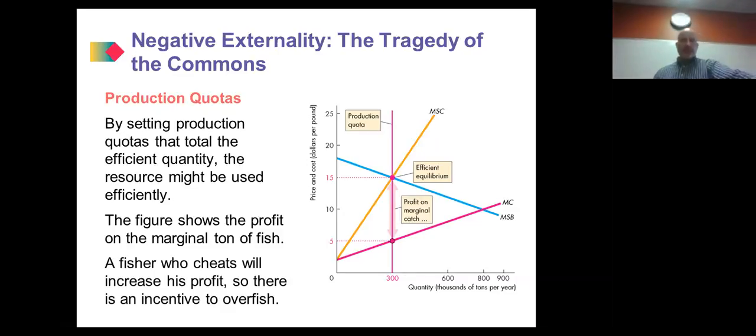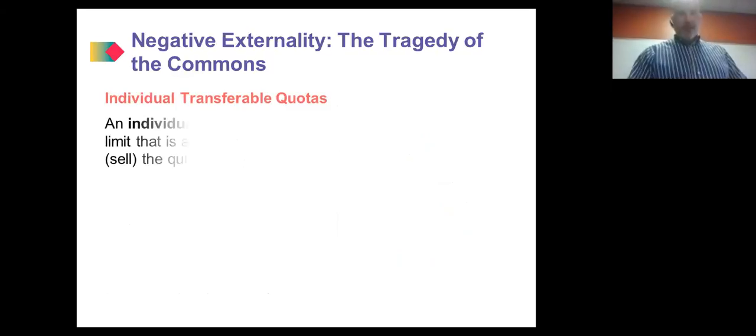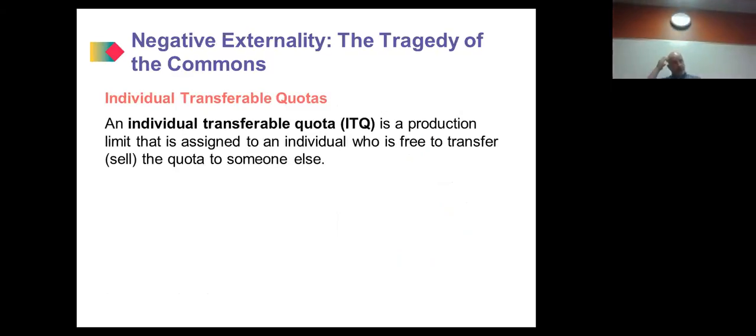Now, a fisher who cheats will increase his profit, so there is an incentive to overfish. Since there is a profit to be made, the incentive is going to be there to overfish and capture that profit, because the quota is less than what the supply is dictating. So remember, if quotas are set below where market supply dictates, we are going to offer incentives to cheat. If profit is still there on the table, we're still going to offer an incentive for someone to cheat.